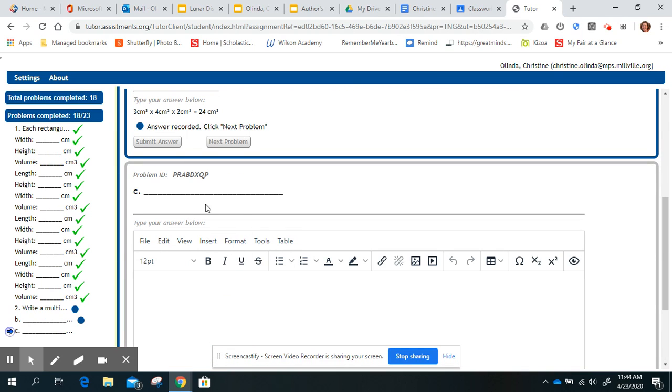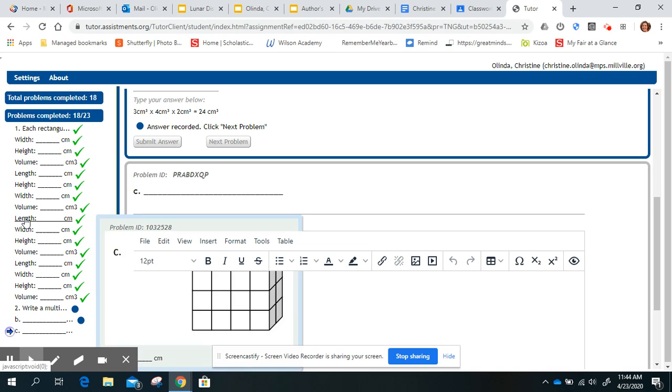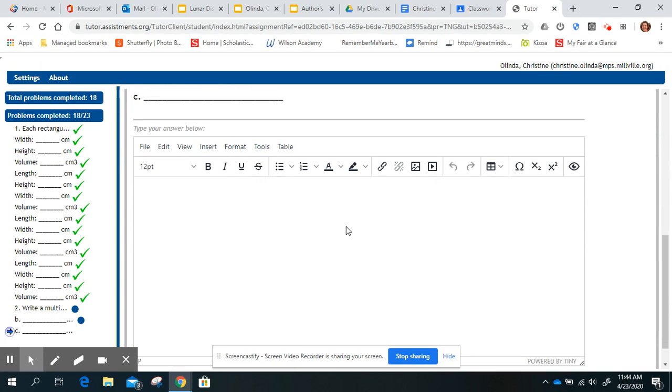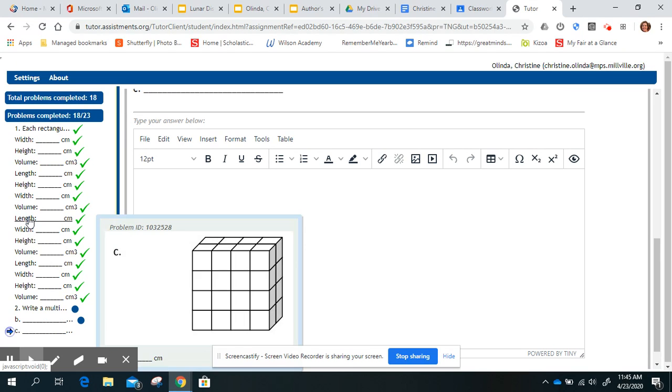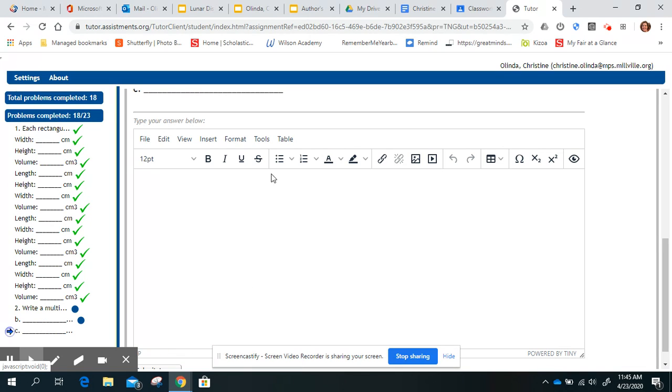Now I need to find C. So if I didn't write down what C was, I'm just hovering over here until I find C. And there it is. I'm going to scroll up so the picture comes up better. And so the length was 4, the width was 2, and the height was 4. So I'll have to multiply 4 times 2 times 4.